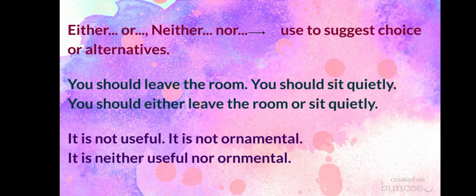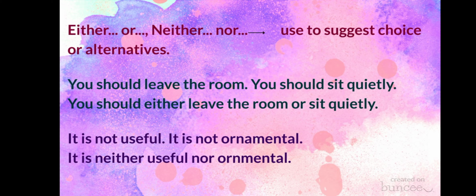Here we will join these sentences with the help of either or, as it is a positive sentence. So you can write like this: you should either leave the room or sit quietly. But if the sentence is negative, in that case we can use neither nor, and there also will be choices or alternatives. For example, it is not useful, it is not ornamental. So the sentence will be: it is neither useful nor ornamental.